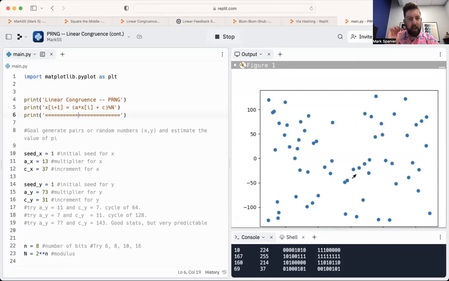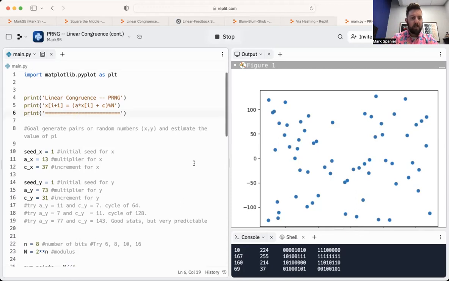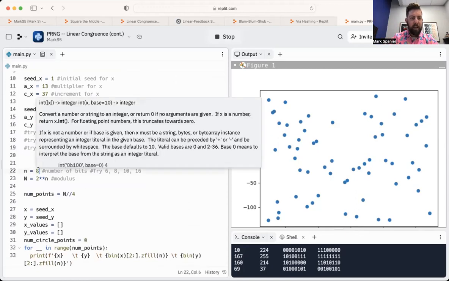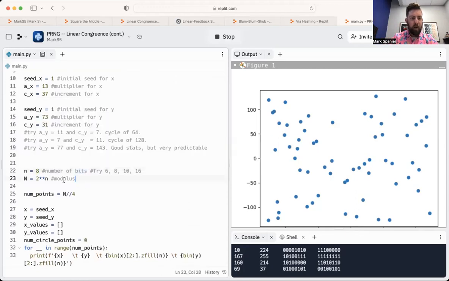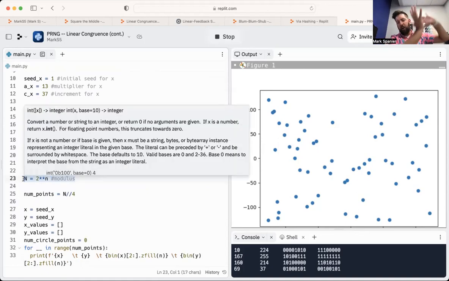When it came to plotting, I did a little twist. So the numbers that we generated were all going to be between 0 and 255 because I have my little n as being an 8. So the number of bits is an 8, so my modulus is going to be 256. That would create numbers up in the top right quadrant. So my circle wouldn't be centered at 0, which is not something I wanted to deal with.